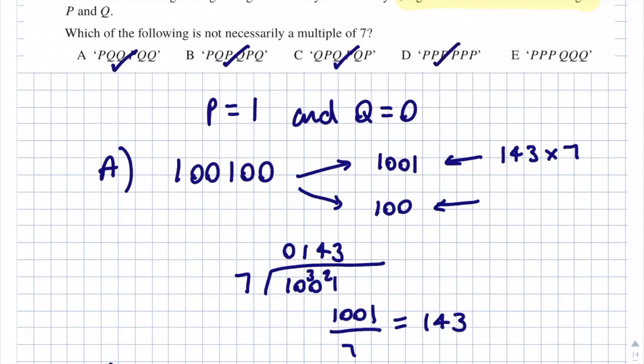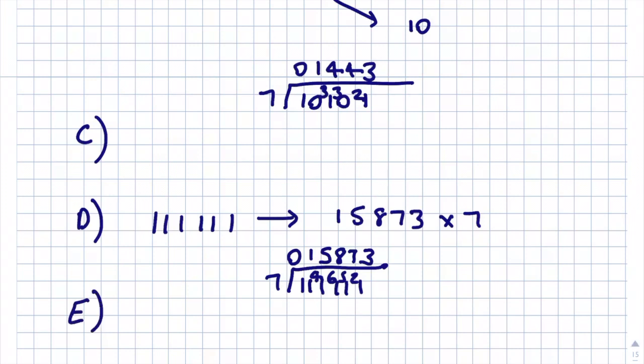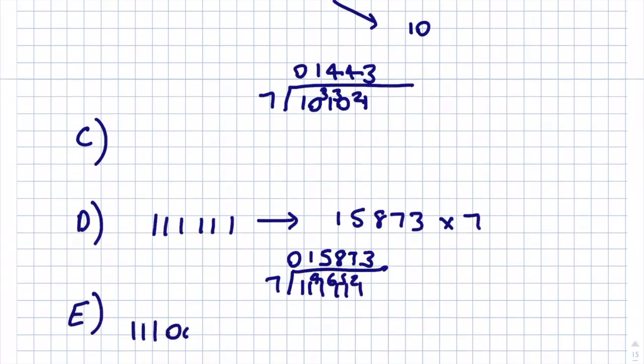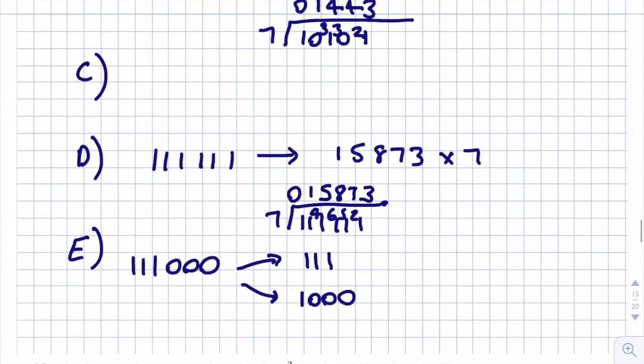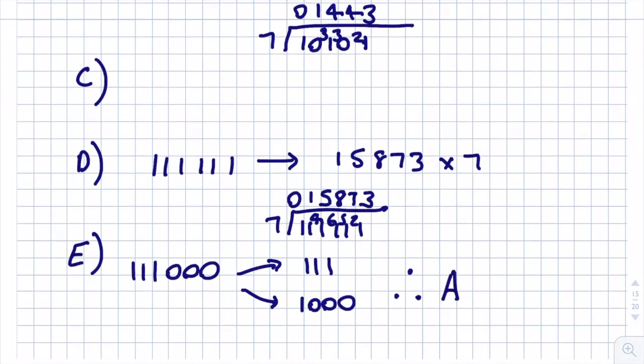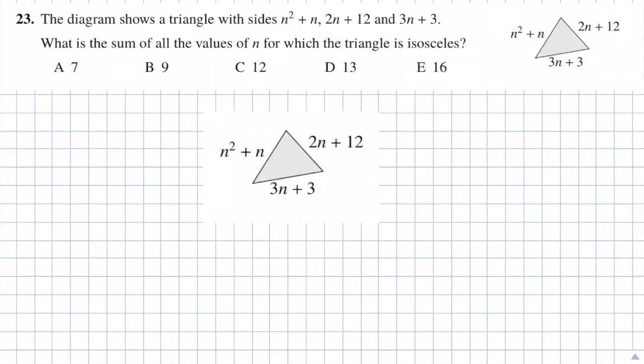So that leaves us with E. Now, if we test E, that is 111,000, which if we split into two factors is 111 times 1,000. Now, I know that 111 is not a multiple of 7, and I also know that 1,000 is not a multiple of 7, so therefore E must be our final answer. So therefore, our final answer equals E.